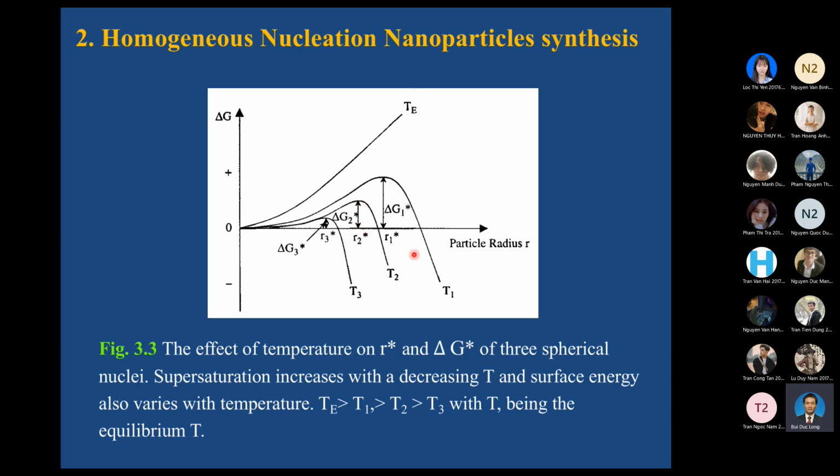So with increased temperature, R star has to be bigger in order to be stable rather than dissolve, stable and grow.